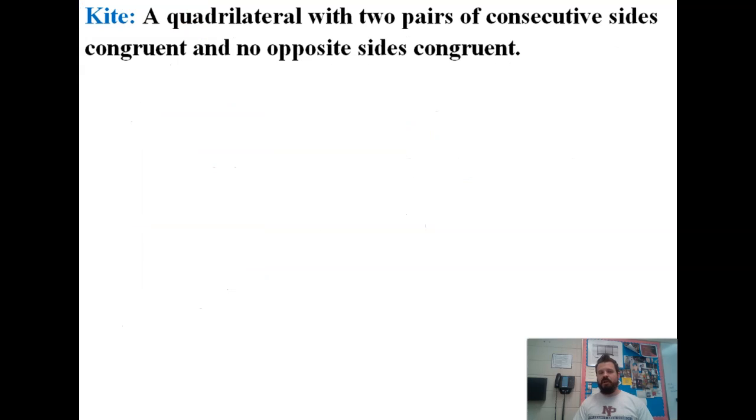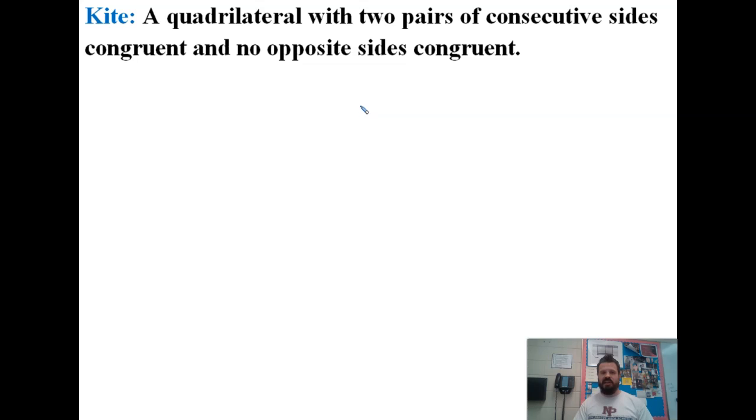Alright, the other type of polygon we're going to talk about today is a kite. We're going to say a kite is a quadrilateral with two pairs of consecutive sides congruent and no opposite sides congruent. So let's use that definition to draw a kite, just like we did with the trapezoid.